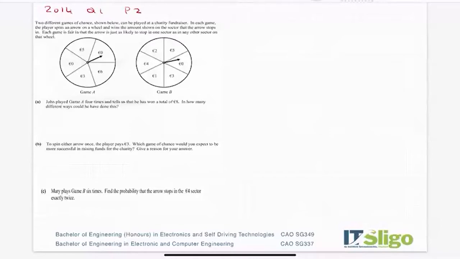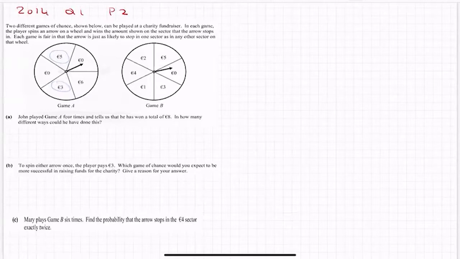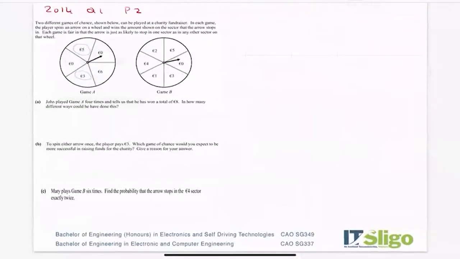Part A. John played game A 4 times and tells us that he won a total of €8. In how many different ways could he have done this? Okay, they spin the wheel and they win the amount shown on the sector. So €8. If I zoom in there on game A, €8 can be only made up from the 5 and the 3, isn't it? 0 and 0 will be nothing. 6, there's no €2 to go along with the 6, so just the 5 and the 3.